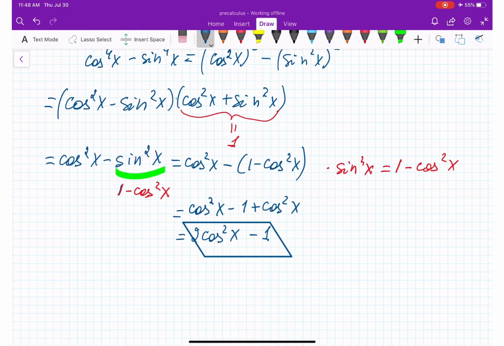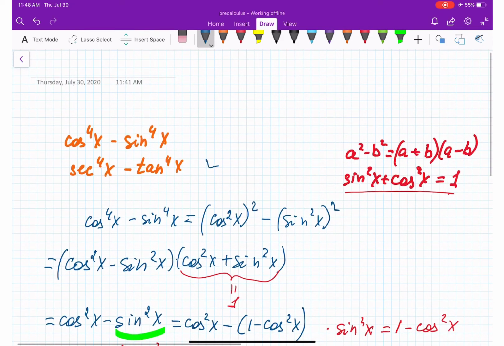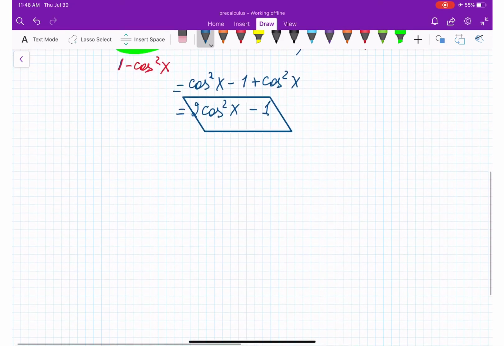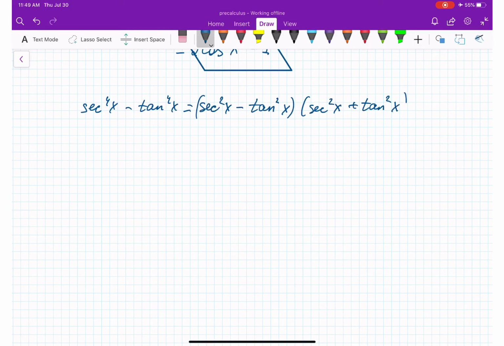Next one, it's going to be this case, right? Secant power 4 minus tangent to power 4. Again, breaking it down, it's going to be secant squared x minus tangent squared x times secant squared x plus tangent squared x.